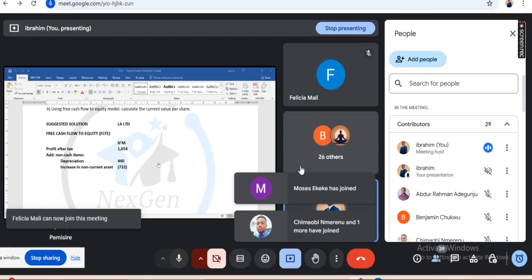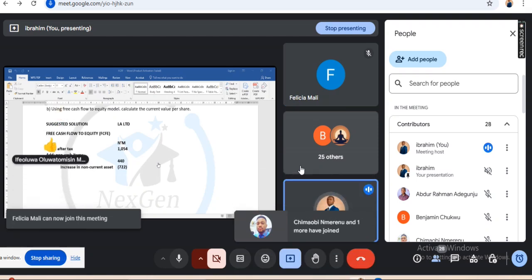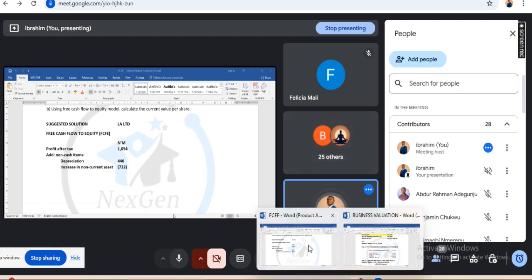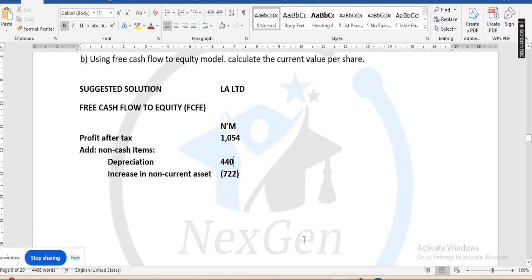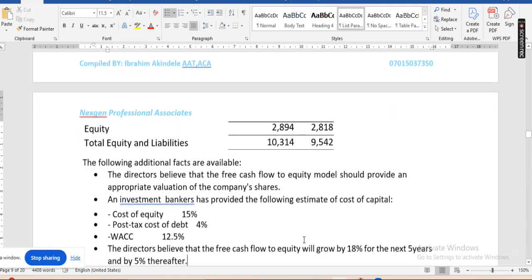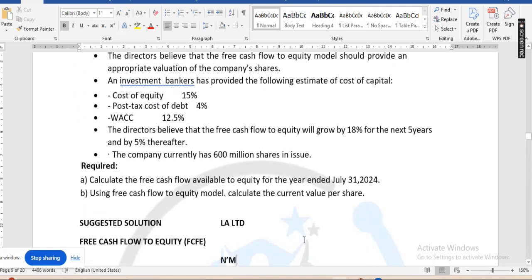Now, if this is well established, we move on. Don't forget, from the formula, we have profit after tax. You add back non-cash items, then the increase or decrease in non-current assets. The next thing is working capital, if there is a replacement of an asset. Now, from the question we read, there is no replacement of an asset. If there is a replacement of an asset, it would have been mentioned in the additional information, right?